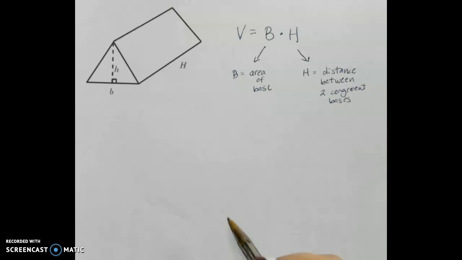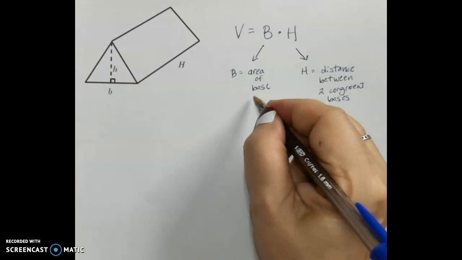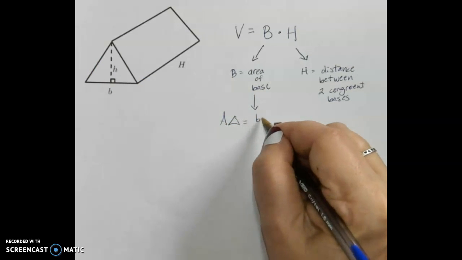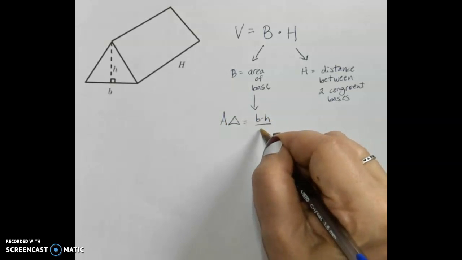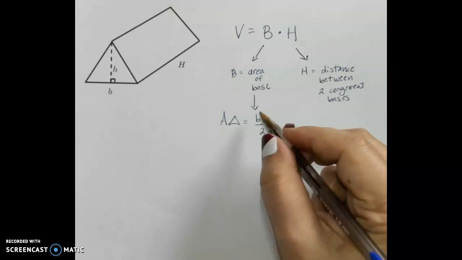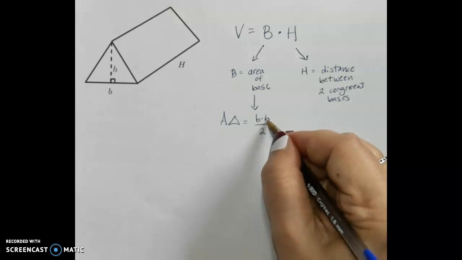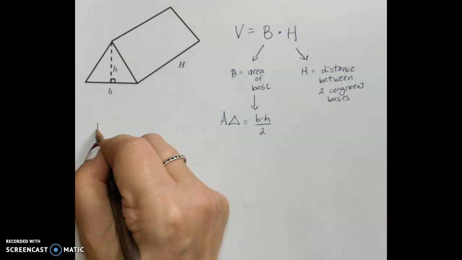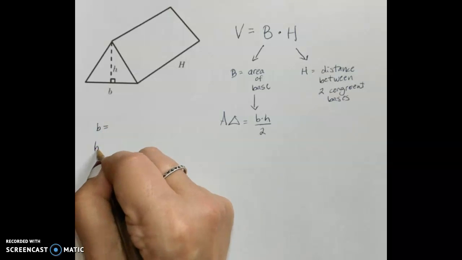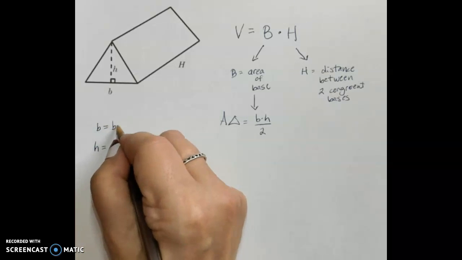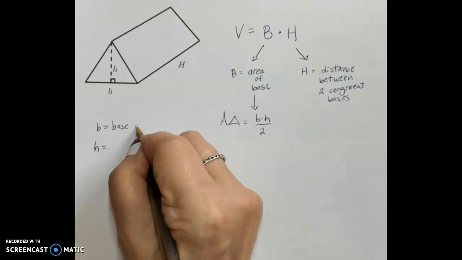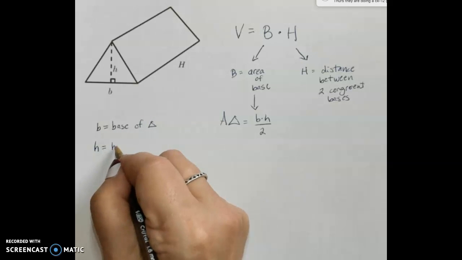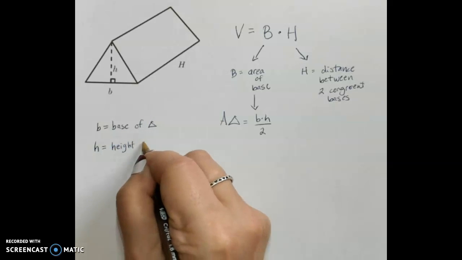In this problem, the area of the base is a triangle. So the area of a triangle would be found by doing base times height divided by 2. Now in this case, notice that I used lowercase b and lowercase h. Let's just designate what those really represent. The lowercase b represents the base of the triangular side. Lowercase h represents the height of the triangular side.